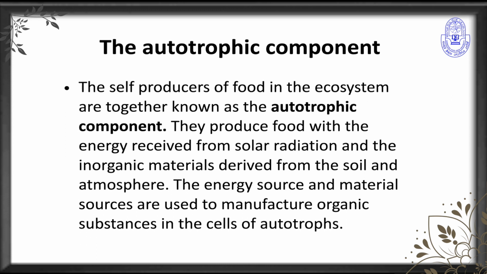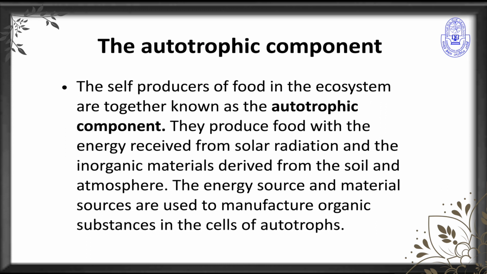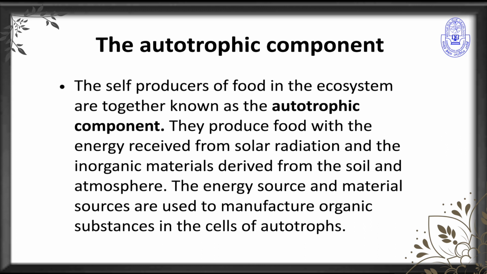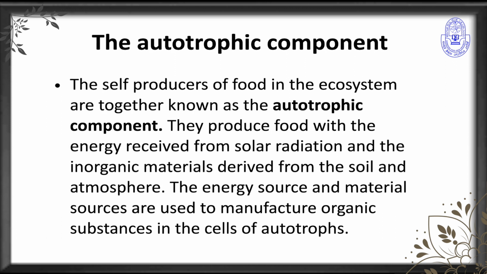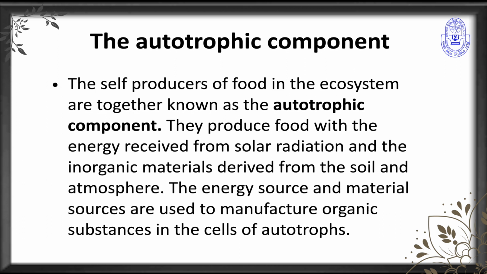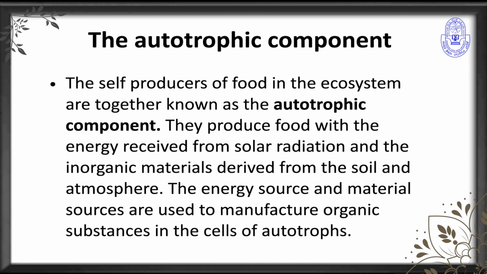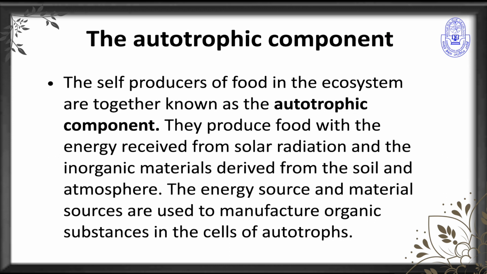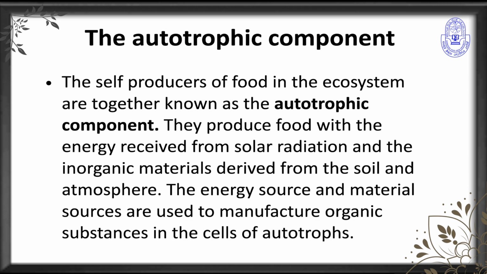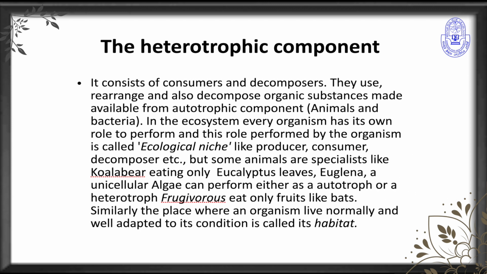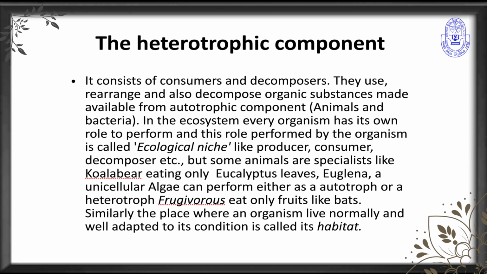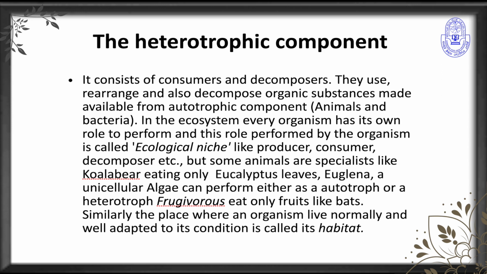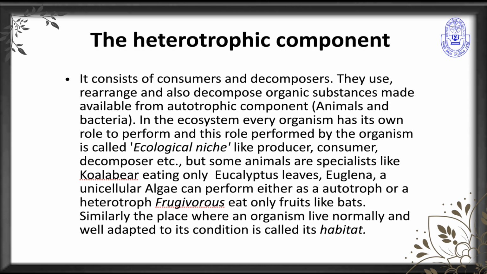The autotrophic components are the self-producers of food in the ecosystem. They produce food with the energy received from solar radiation and the inorganic materials derived from the soil and the atmosphere. The energy source and material sources are used to manufacture organic substances in the cells of autotrophs. The heterotrophic components consist of consumers and decomposers. They use, rearrange, and also decompose organic substances made available from autotrophic components.